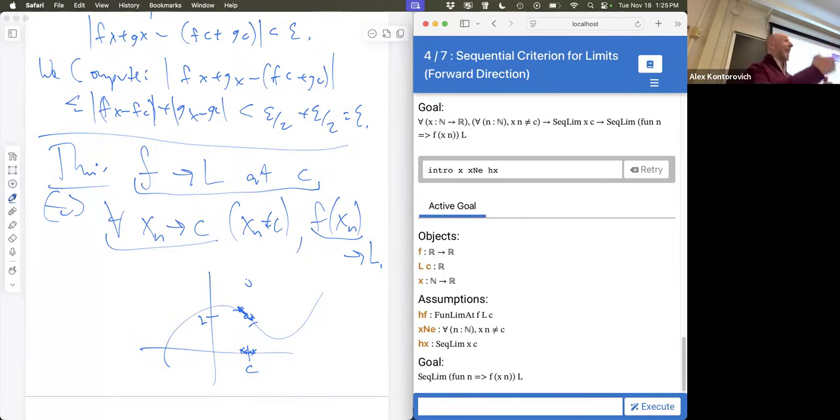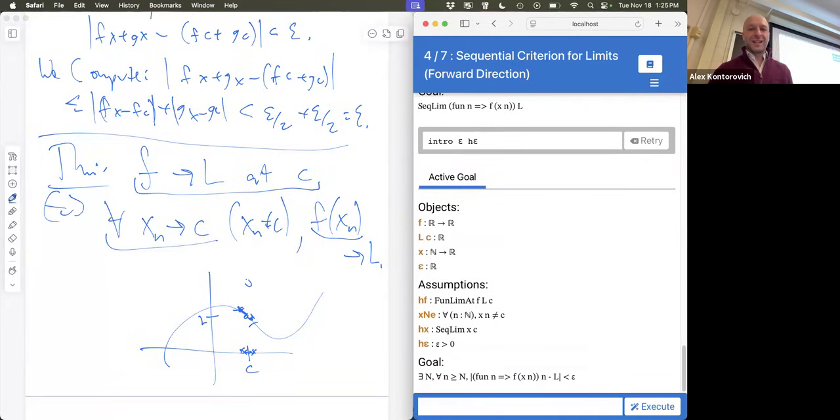For all epsilon, there exists an N. Okay, so intro epsilon, h epsilon. And now I have to produce an N so that f of x_n is within epsilon of L. How do I do that? How do I make sure that the f of x's are within epsilon of L?